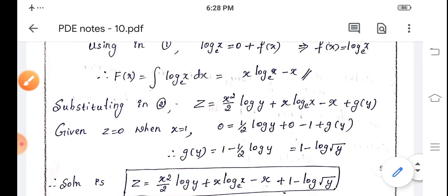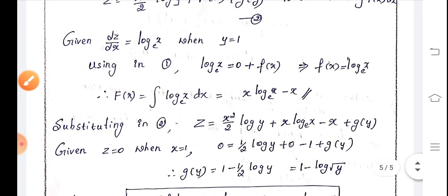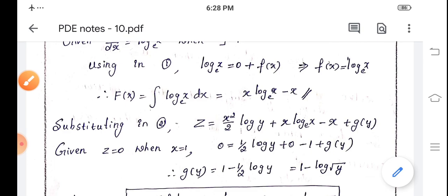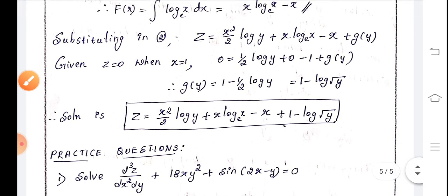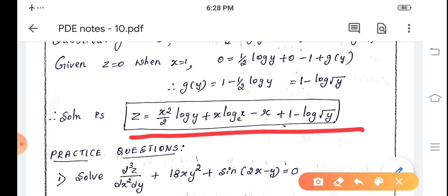Now substituting this g of y here, we write the solution of the partial differential equation as z = x²/2 log y plus x log x base e minus x plus 1 minus log root y.